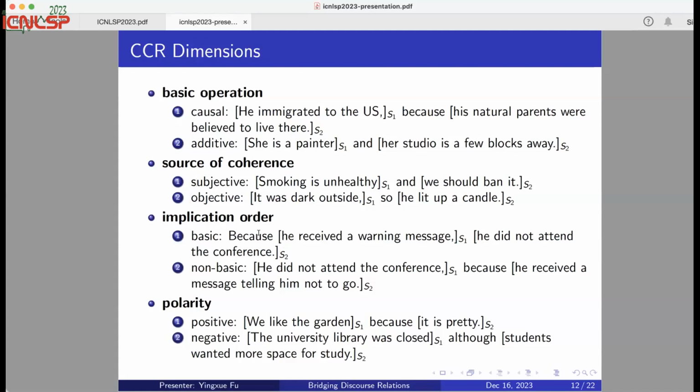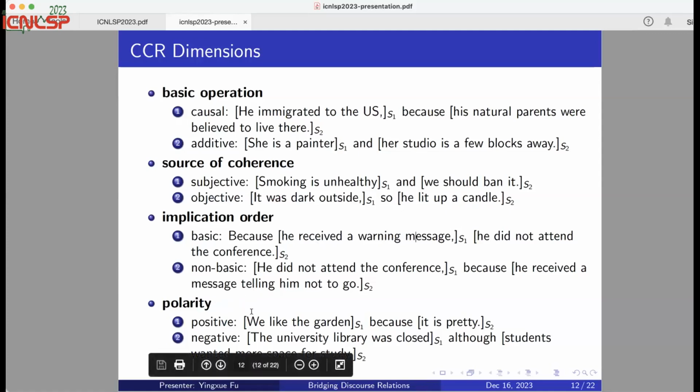Implication order means the occurrence of events and their order in the linear text. For this example, "Because he received a warning message, he didn't attend the conference." He received a warning message happens before he didn't attend the conference. So this is a basic implication order. But for non-basic implication order, it's just the opposite.